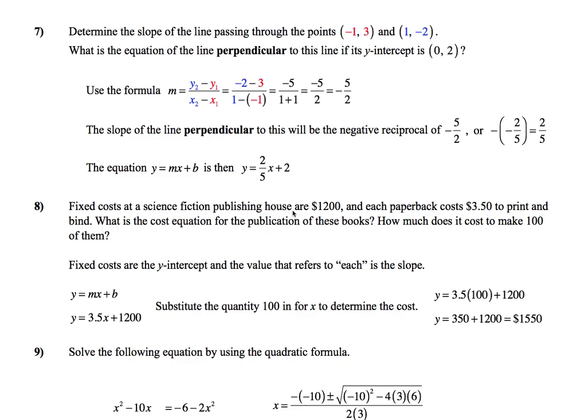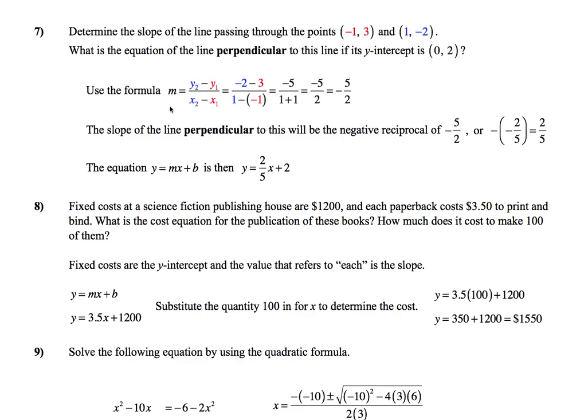This video covers the questions that were not reviewed in the other videos, and I start with number 7 since I do have one video uploaded that ends after number 6. So in number 7 we're asked to determine the slope of the line passing through the points -1, 3 and 1, -2. So -1 is an x and 1 is an x, 3 is a y, -2 is a y.